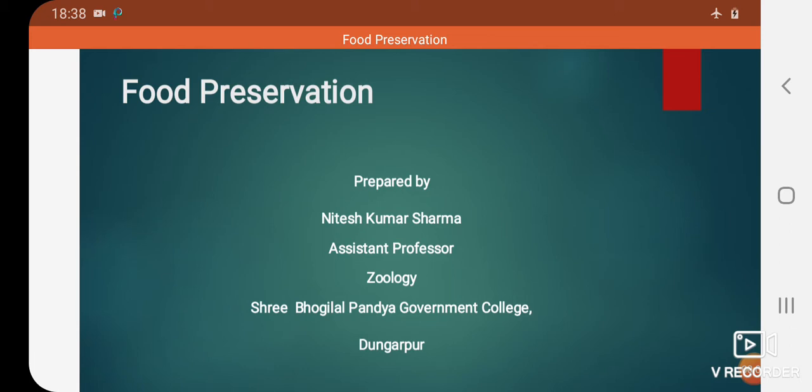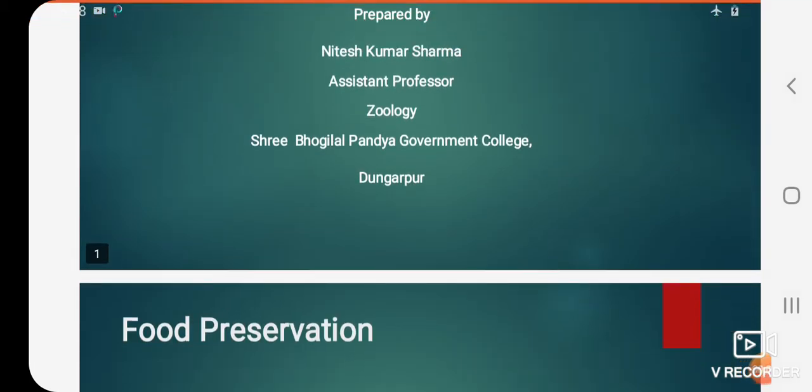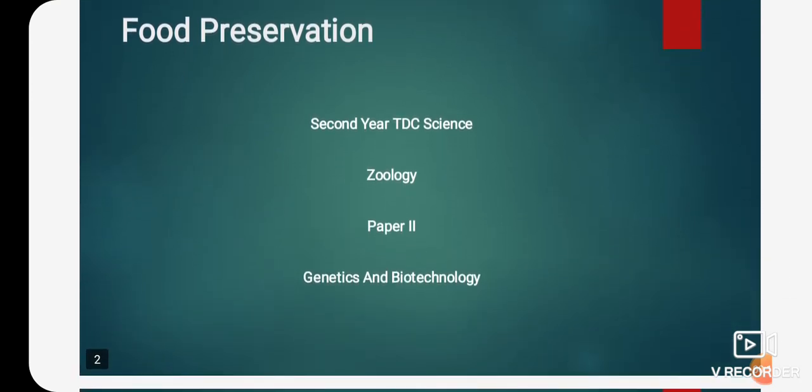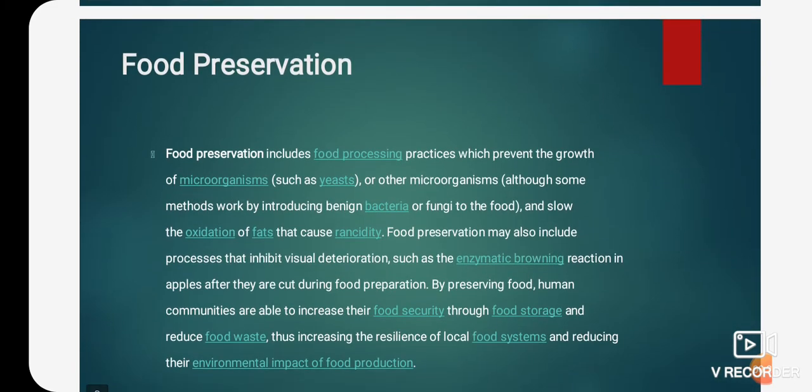Students, today I am teaching you food preservation. Students, this topic, food preservation, is included in the paper second, Genetics and Biotechnology of BSc Part 2nd. Students, food preservation is very important to resolve the problem of scarcity of food.